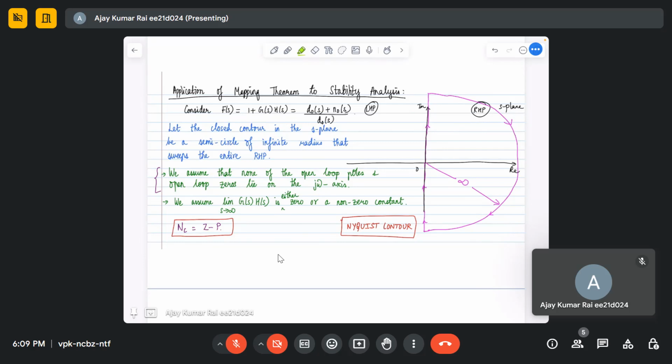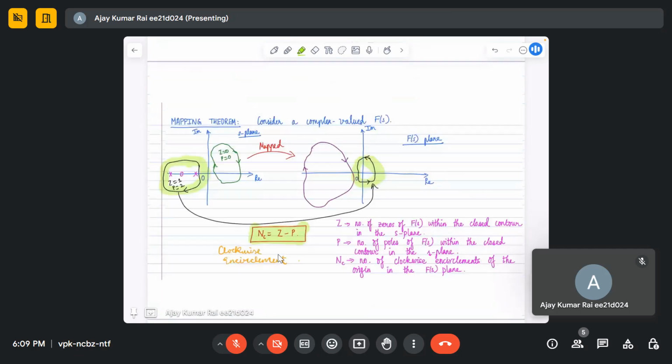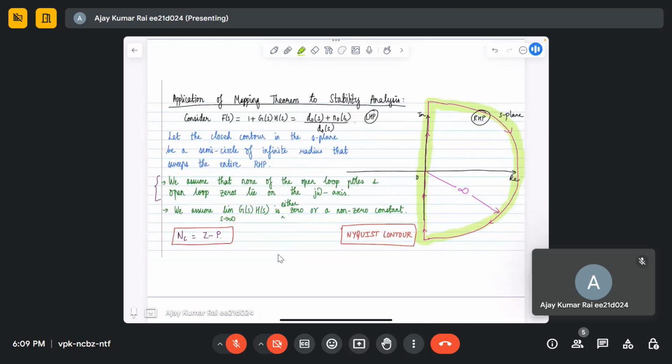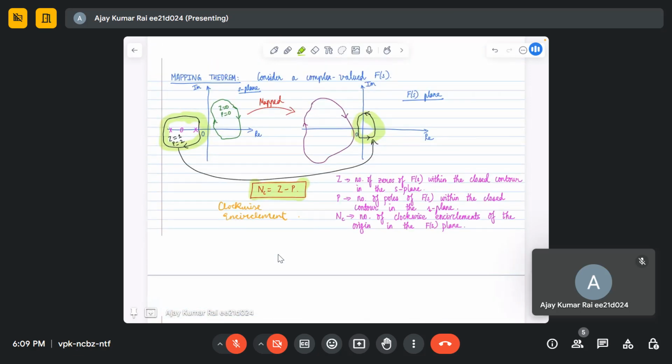So if you see the j omega axis from minus infinity to infinity, it will be a semicircle of infinite radius. This is the contour we'll be taking. Since what we want here is closed loop stability, the number of poles lying in this portion should be 0.